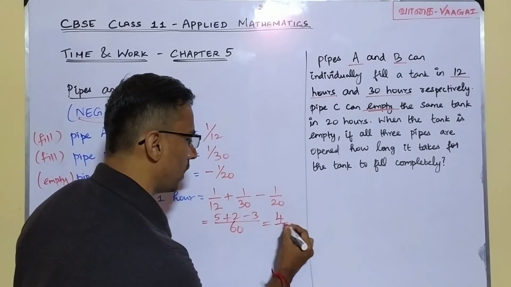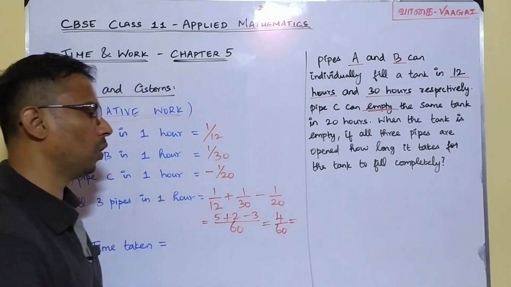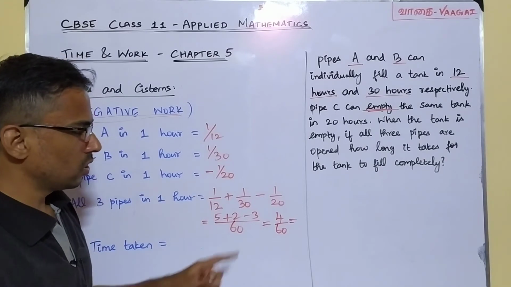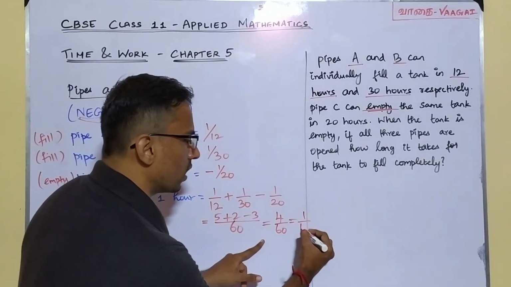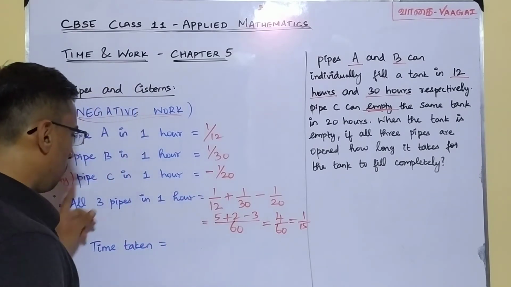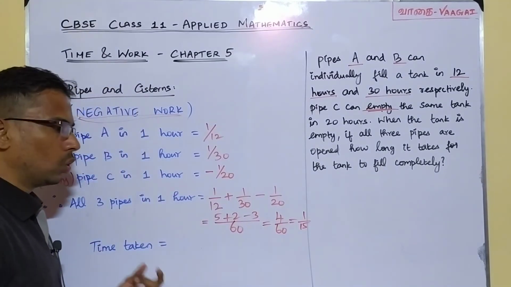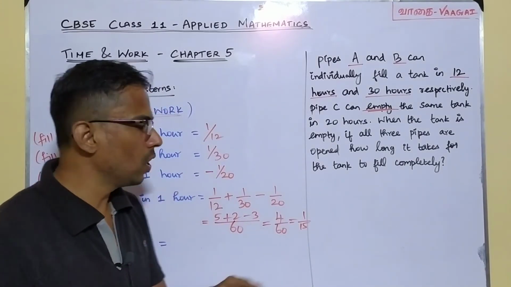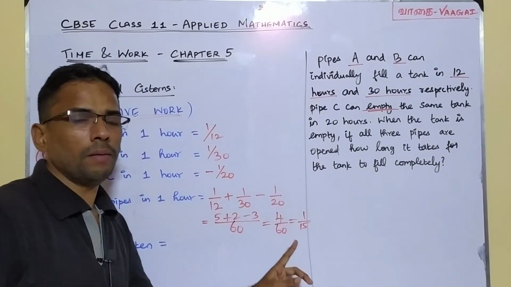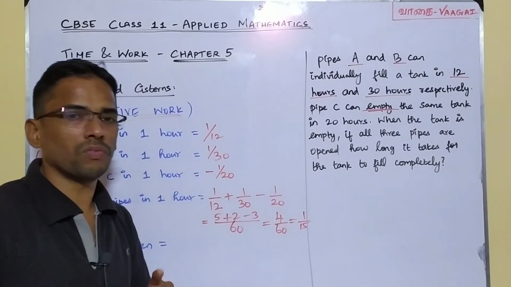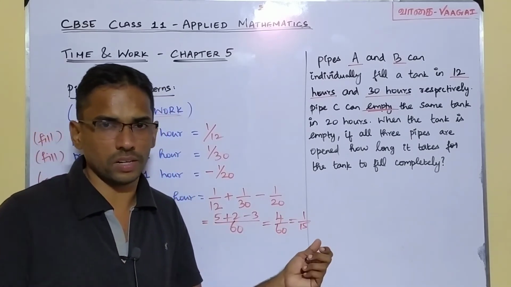So 4/60, even if we want to simplify, what happens? 4/60, we can simplify this, right? So this would give you 1/15. The reduced fraction is 1/15. So all 3 pipes can do 1/15th part of the work. What do you mean by that? It can fill 1/15. Why am I telling you it can fill? It is very clear. We are getting the answer in terms of a positive value, positive fraction, right?